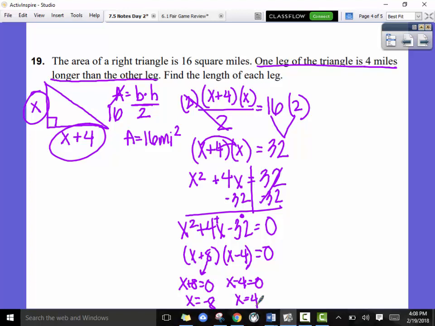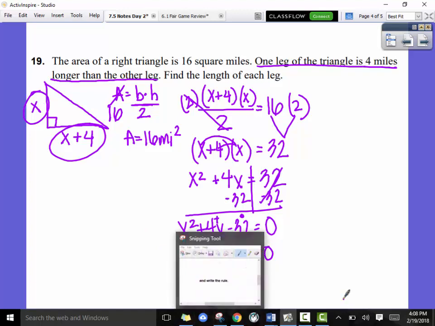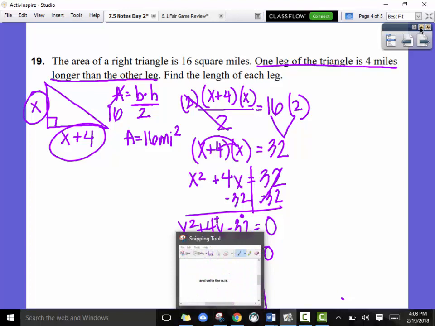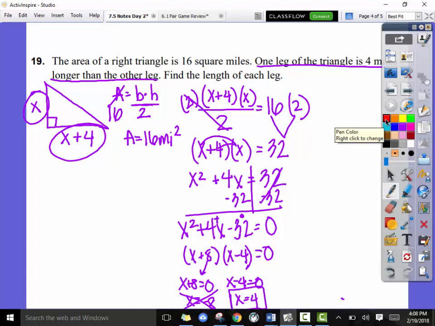Okay, but when I think of it, having a length of -8 on the triangle right here is not a solution. So it's not always going to be that you'll find the solutions that are really applicable to the situation. So one of my lengths is 4. So if I go and look at my triangle, if x is 4 right here, then this side has to be 4 plus 4, which is 8. So you found the length of each leg. 4 miles and 8 miles.